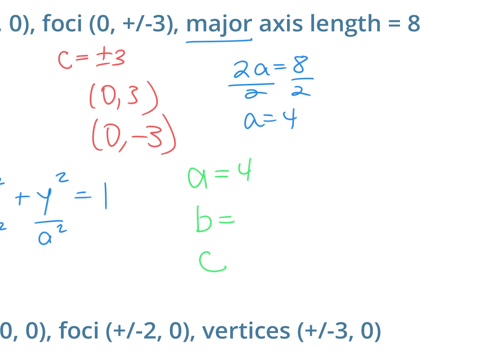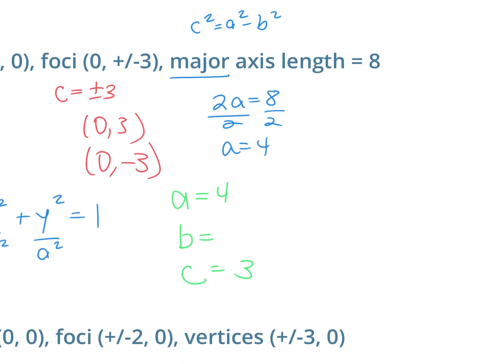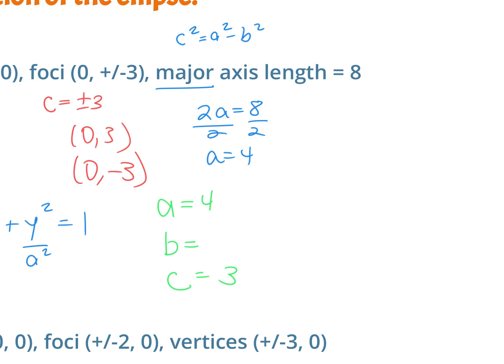Negative plus or minus 3. Okay, plus or minus 3. We can plug what we know back into the formula. Angel just told us that C squared equals what? A squared minus B squared. So I'm going to go ahead and use that formula. I'm going to say C squared equals A squared minus B squared.